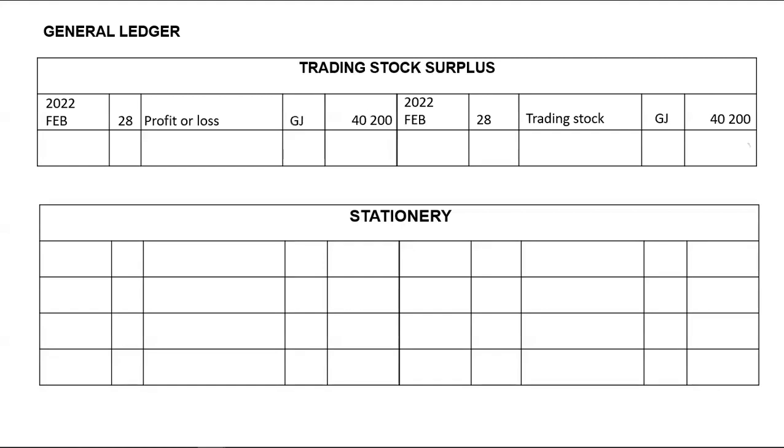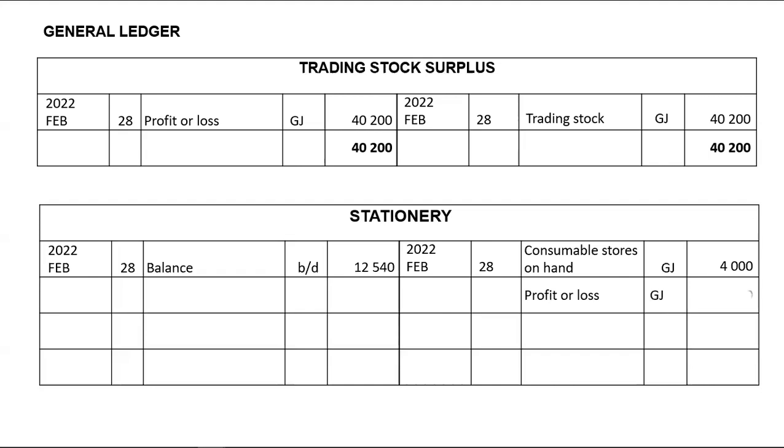Stationery. I will start with what we have in the trial balance. We needed to add what we had at the beginning of the year because the bookkeeper did not do that, which will take our stationery to 40,000. But then we need to reduce that 40,000 by the 4,000, which is the stationery that was not used by the end of the financial year. And that will be 16,000 used up, okay?